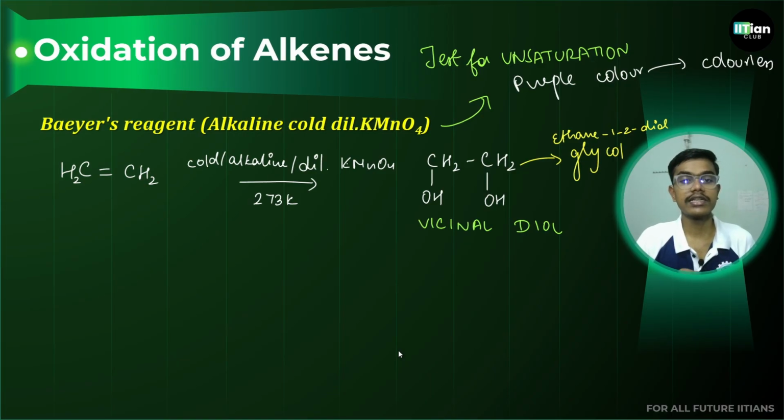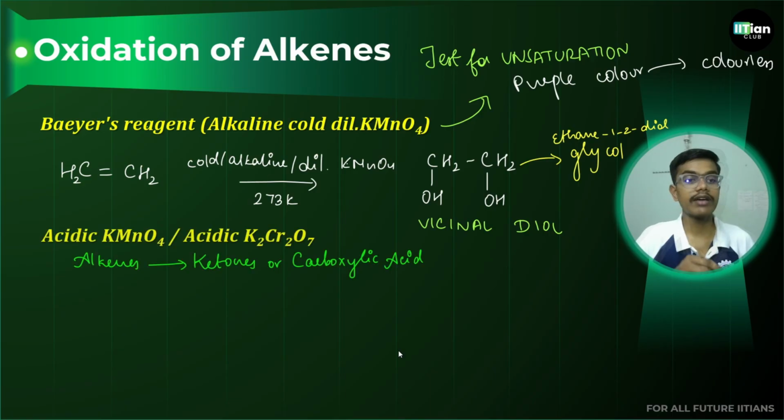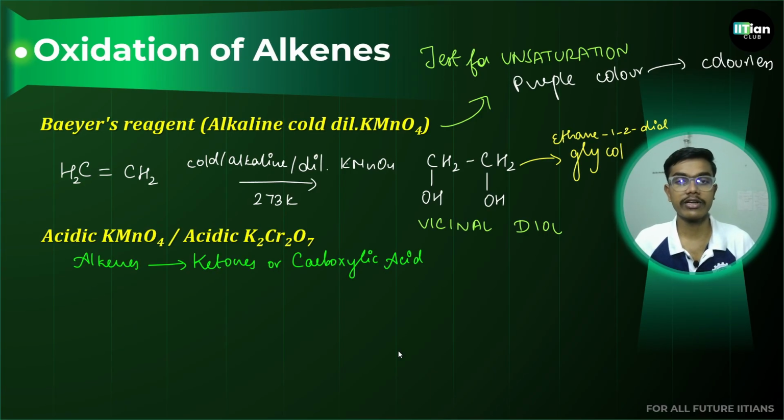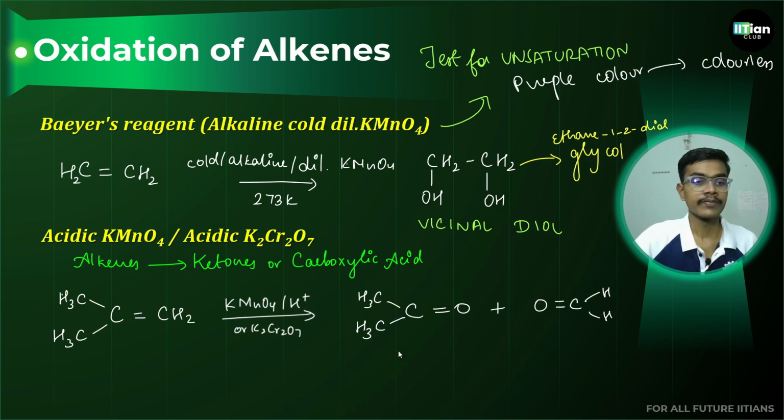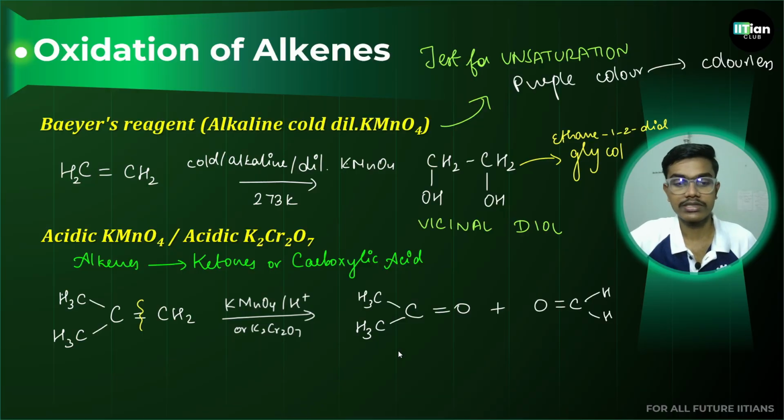Because this reagent is purple in color, and on reaction it turns colorless. Next you have acidic KMnO4 or acidic K2Cr2O7. What happens is alkenes get oxidized to ketones or carboxylic acids. In this case you see that it is getting oxidized to a ketone. A trick is you can break that double bond of the alkene over there and insert oxygen on both sides.